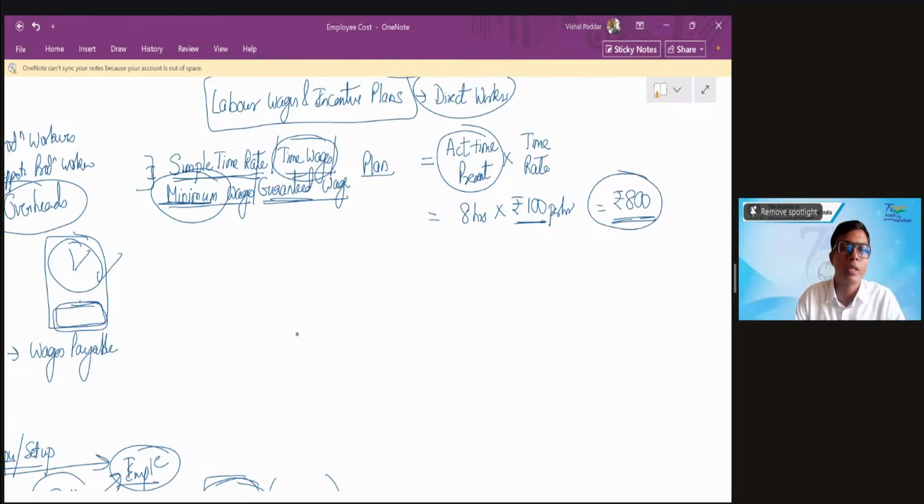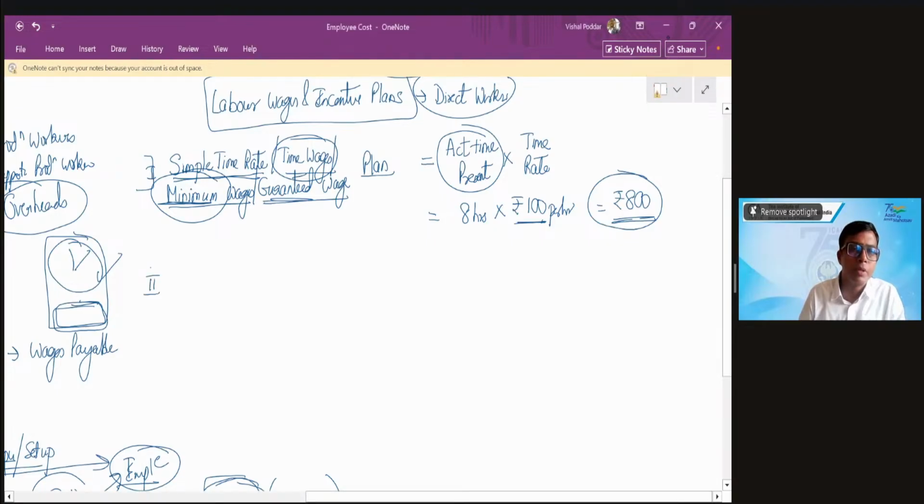Oh, Aishwarya is asking what is pagar. But a pagar is the Hindi word for wages. So wages in Hindi is called as pagar. ठीक है? In different parts, see there are different words. So you get your wages by this particular formula, which is called as the simple time rate plan, time wages plan, minimum wages plan, guaranteed wages plan.